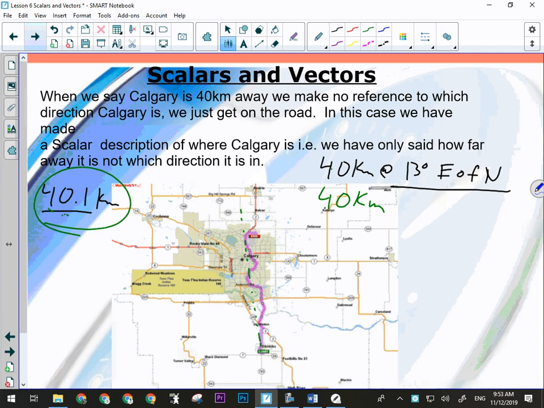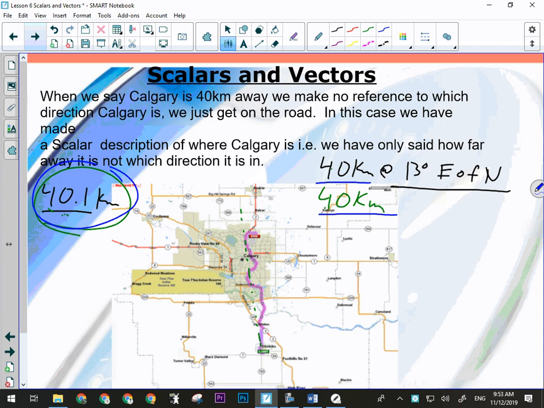I said 40 kilometers east of north. I said 40 kilometers. Accuracy doesn't come from amount of detail. It comes from measurement. These two numbers are measured to the same level of accuracy. They are accurate to plus or minus 1 kilometer. This number is more accurate than those numbers because it's measured to the nearest tenth of a kilometer. So it's accurate to plus or minus 100 meters, where this one's accurate to plus or minus 1,000 meters. This number, even though it's scalar because it has no direction, is more accurate than these numbers.